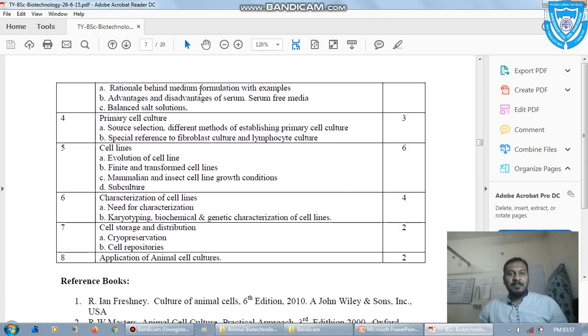The subtopics are the rationale behind media formulation, the advantages and disadvantages of serum and serum free media, and balanced salt solutions. So if you see the serum containing media and serum free media, as you all know, currently you are in TY BSc, so you might know what is meant by plasma, what is meant by blood and serum. So we'll see that.